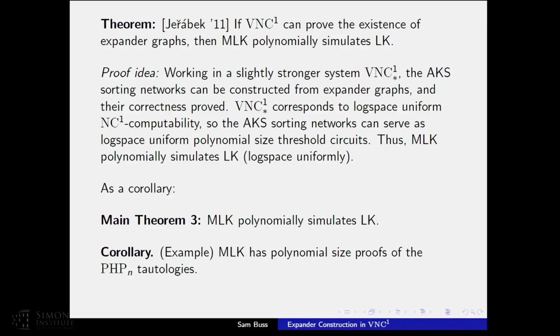On the other hand, we know that AKS sorting networks give us polynomial size monotone formulas, and they're built with expander graphs. And Emil Jeřábek, about 5 years ago now, proved that if VNC1 can prove the existence of expander graphs, then MLK polynomially simulates LK. He actually worked with a slightly different system, but it works for VNC1 as well. So as a corollary to his theorem and our theorem from a few slides ago, MLK polynomially simulates LK. A sample corollary then is that MLK has polynomial size proofs of pigeonhole principle tautologies.